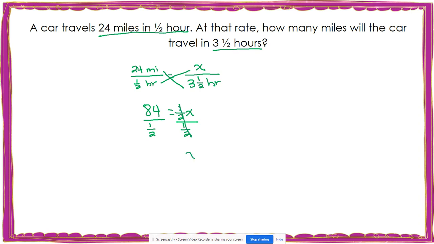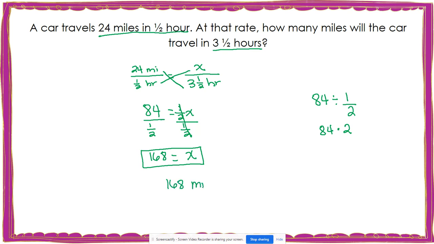Now these would cancel to leave me with x, but over here I have this complex fraction. Well, I can rewrite this as 84 divided by 1/2. Now to solve a division problem with fractions, I multiply my divisor, which is 84, by the reciprocal of the dividend. So 1/2 is my dividend, and its reciprocal is 2/1. Well, 2/1 is the same as just 2. So I'm doing 84 times 2, which gives me 168. So my solution is 168, and this means that the car will travel 168 miles in 3.5 hours.